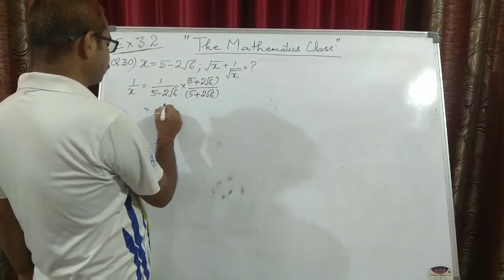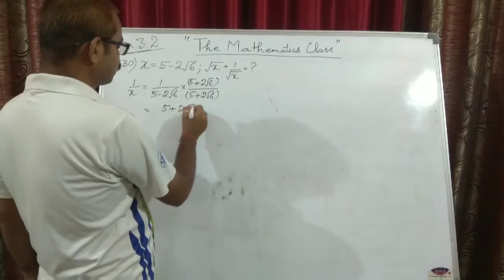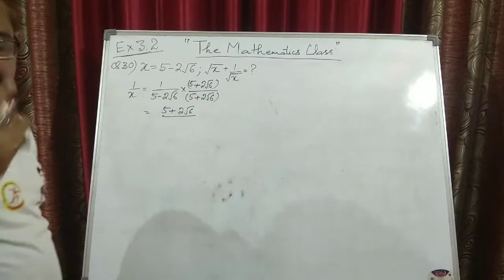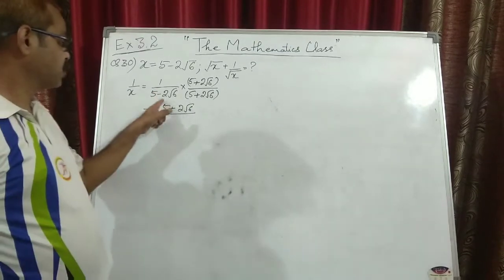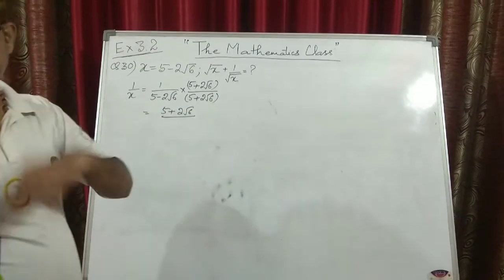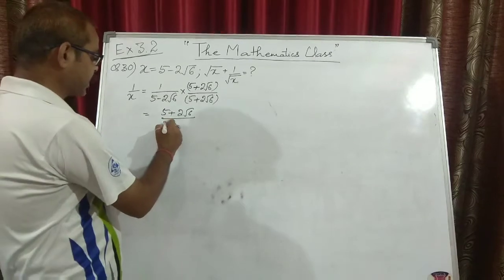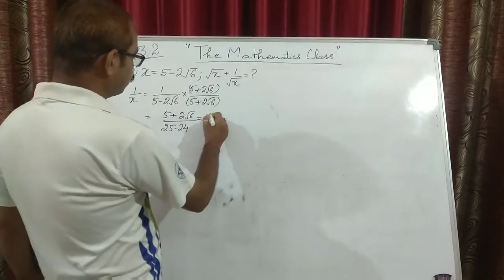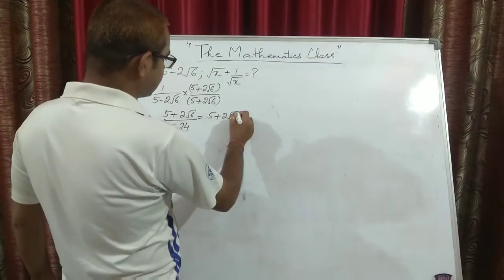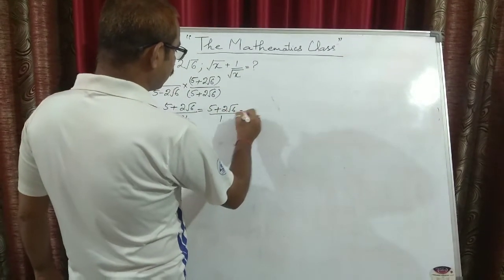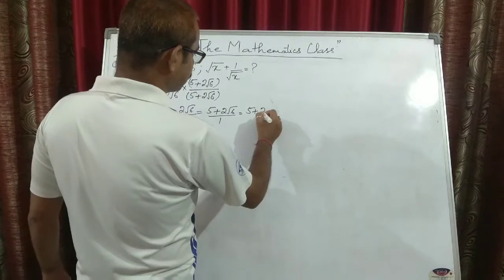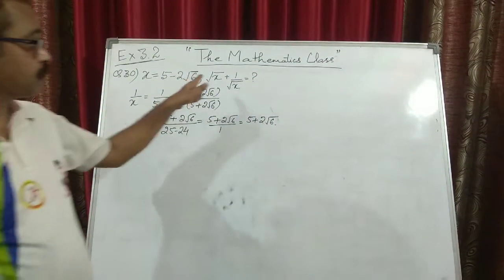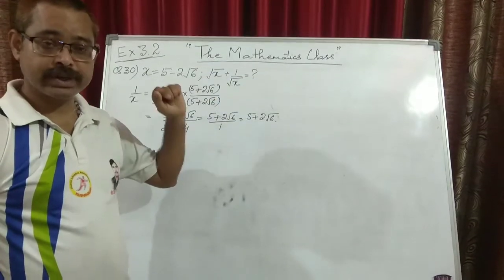This gives you 5 plus 2 root 6 upon a minus b times a plus b, which is a square minus b square, that is 5 square is 25, 2 2s are 4, 4 6s are 24. 25 minus 24, finally it will become 1. I am writing 25 minus 24 is equal to 5 plus 2 under root 6 upon 1, or finally it is 5 plus 2 under root 6. Now we need to find the value of root x plus 1 upon root x.